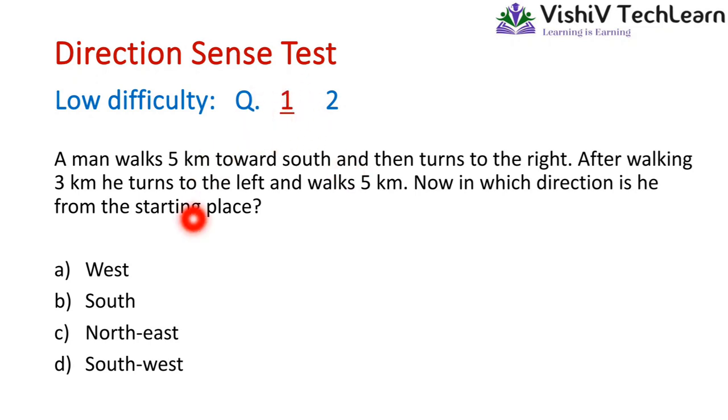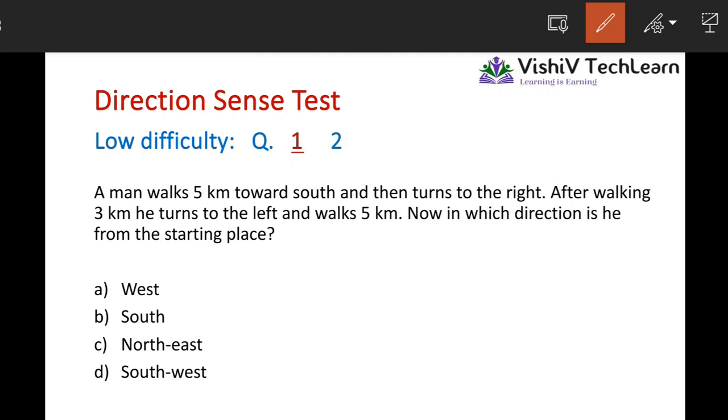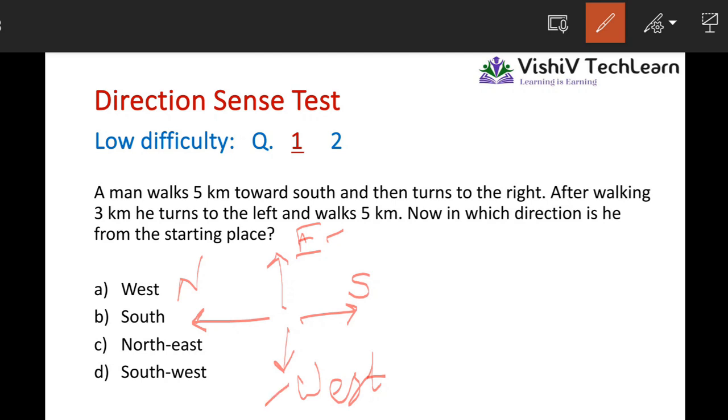First question of this topic: a man walks 5 km towards south and then turns to the right. After walking 3 km, he turns to the left and walks 5 km. Now in which direction is he from the starting place? To solve this problem, let's first draw the directions. I consider east at the top, then west at the bottom, north on the left side and south on the right side. This is how I consider the directions.